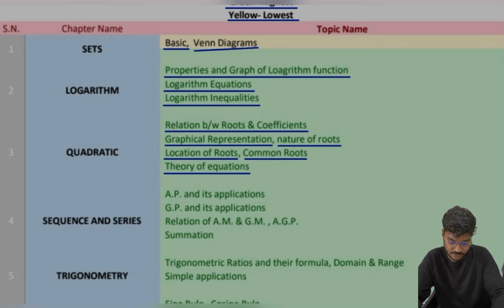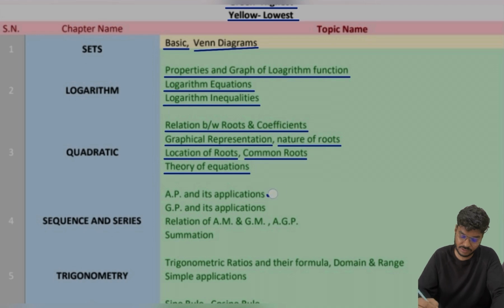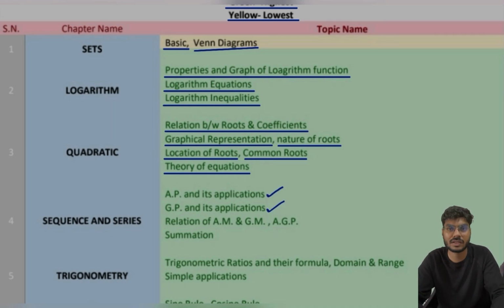Next chapter is sequence and series. In the sequence and series, AP and GP are most important. SP was deleted from the syllabus, so you can revise only AP and GP. AP, what are the general terms? What are the summation formulas of AP? If the first difference is in AP, how to find the general term. If the second difference is in AP, how to find the general term. GP, summation of GP up to infinite terms, up to n terms, general term.